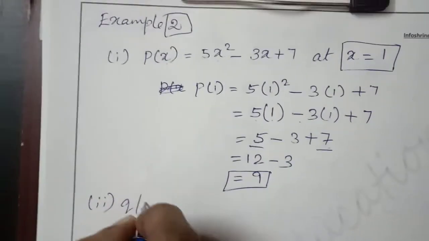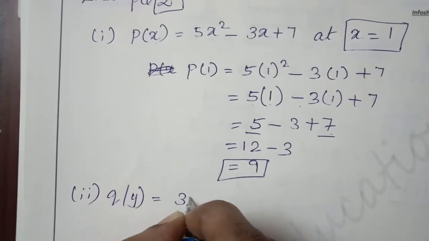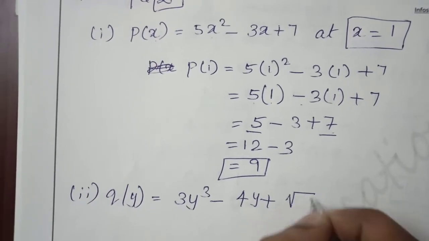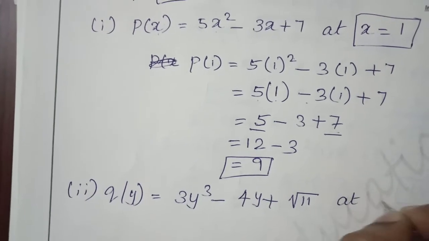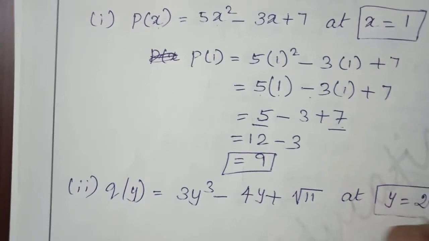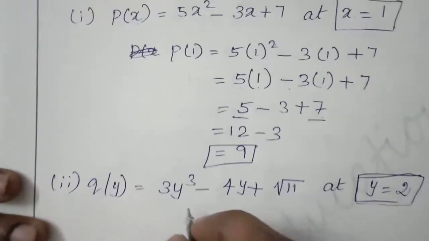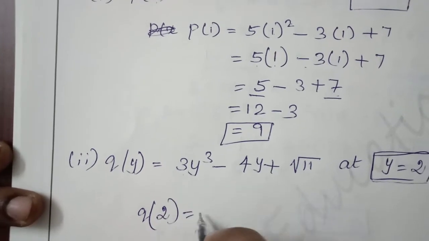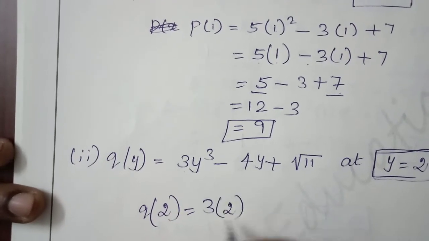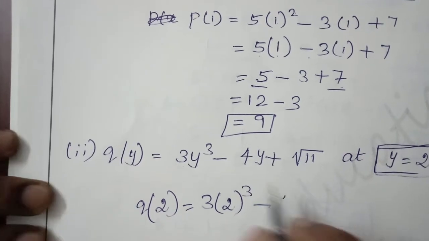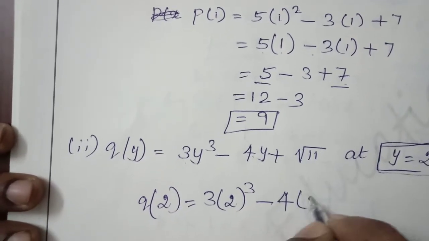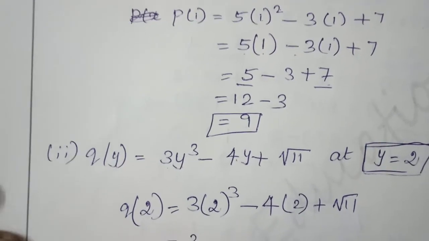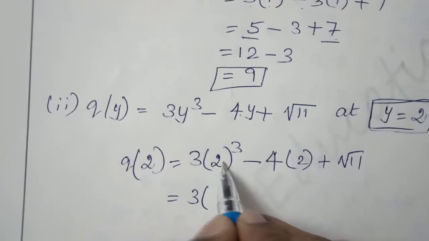Second is Q of y is equal to 3y cube minus 4y plus root 11 at y is equal to 2. So here they have given y is equal to 2. So Q of 2 is what? 3, y is what? 2 the whole cube minus 4, y is what? 2 plus root 11.